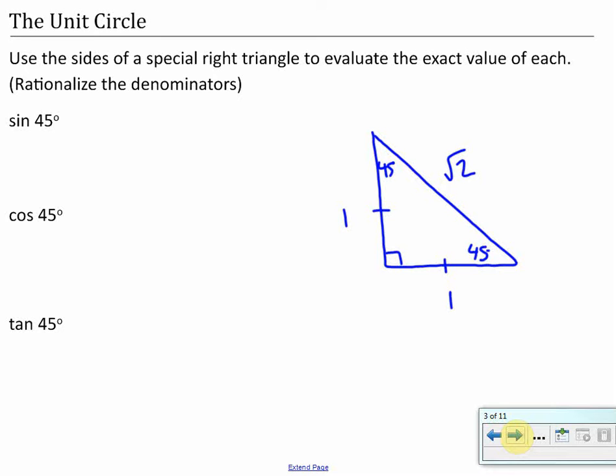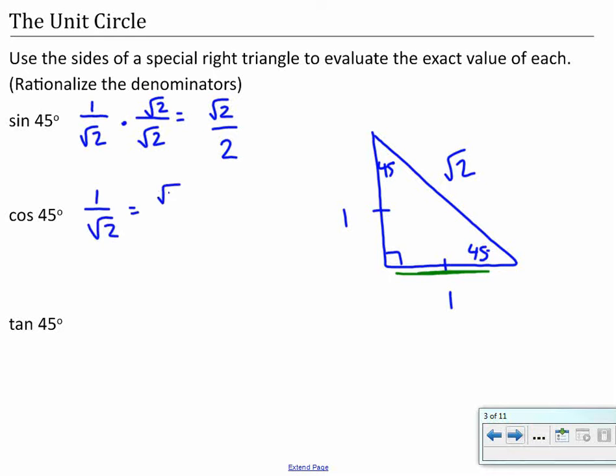So if I wanted to find the sine of 45, that's going to be opposite over hypotenuse. I'd get 1 over radical 2. And now I need to rationalize the denominator, because remember, we can't have an irrational number in the denominator of a fraction. So you multiply by radical 2 over radical 2. This becomes radical 2 over the whole number 2. I'm going to do the same thing for cosine. Well, cosine, for my adjacent, is still going to be 1 again. So I have 1 over radical 2, which I know from above is equal to radical 2 over 2. And then tangent would be opposite over adjacent, 1 over 1, which is just 1.